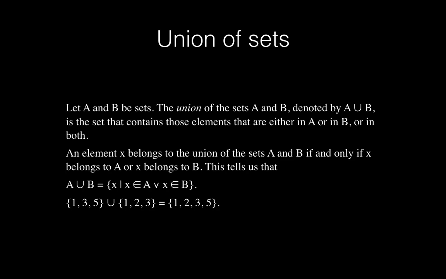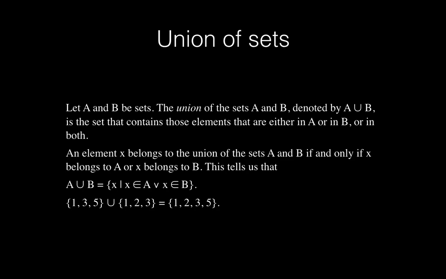If the elements are in both sets, they will be written only once, and if they are either in A or in B, they will be written in the one set as well. So an element X belongs to the union of sets A and B if and only if X belongs to A or X belongs to B, because it's not possible that X does not belong to any of the sets and it's in the union of the two sets. So X will always belong to either the first set or the second set if you're doing a union of two sets.